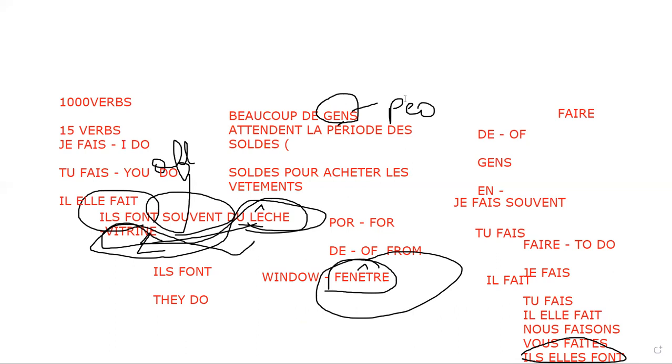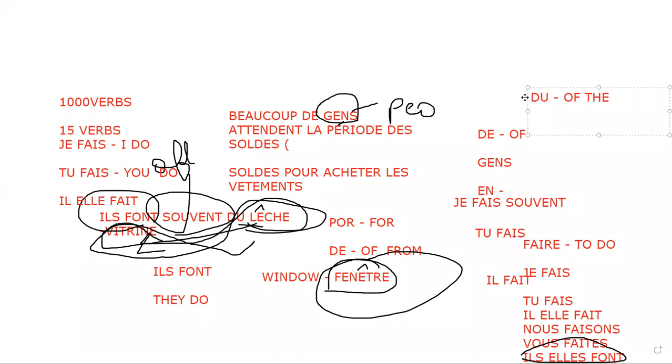If you want to say, you do window shopping, tell me, tu fais. Tu fais du lèche vitrine. Tu fais souvent du lèche vitrine. Why will we use du? Because this is of the, du. We have to use this. Lèche vitrine, of the window shopping. Is it clear to you? If you only want to say you do window shopping, just lèche vitrine. No.